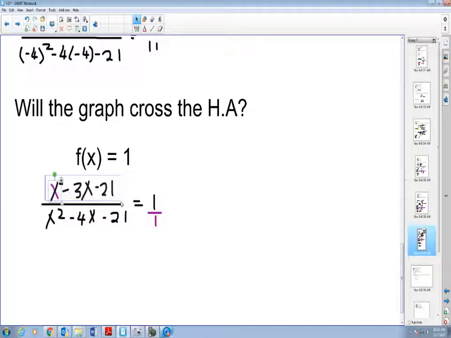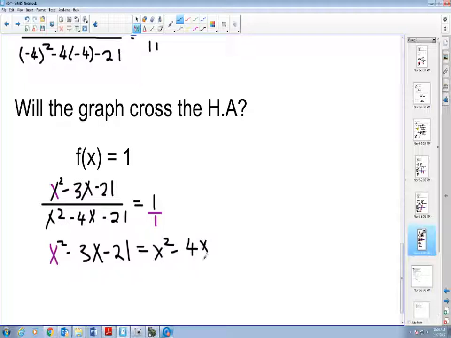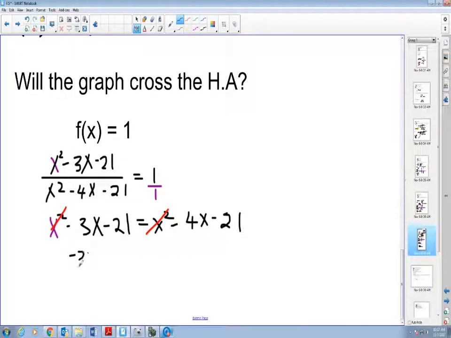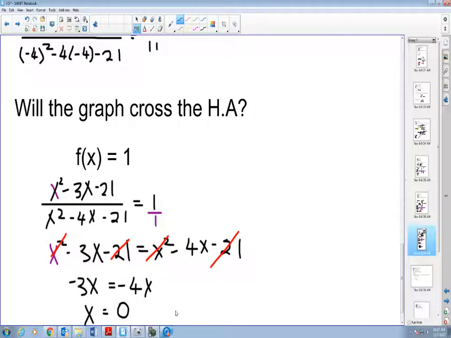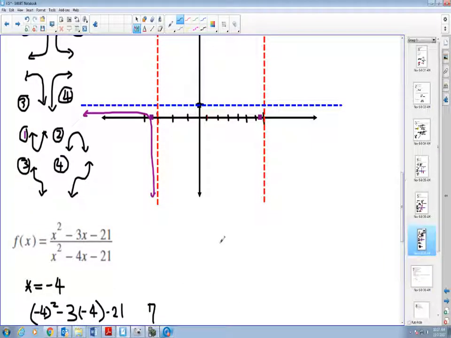This 1 times those 3 terms will be what's on the top over here. So that means I will get x squared minus 3x minus 21 equal to 1 multiplied by these 3 terms down here, which is x squared minus 4x minus 21. Now the x squared terms are the same across from each other, so they automatically cancel out. Oh, by the way, the negative 21 also canceled out. Ooh, that's nice. So now I just get negative 3x equal to negative 4x. If I move my negative 4x over, that tells me x is equal to 0. There's nothing on this side. So that means I will cross over the horizontal asymptote when x equals 0.